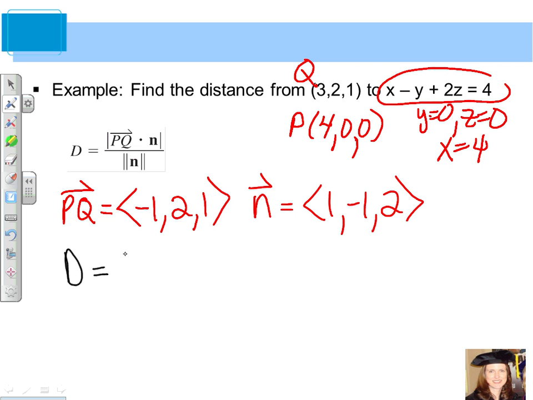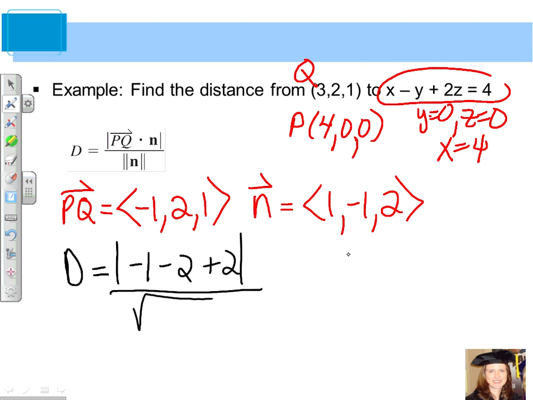The distance is equal to the absolute value of the dot product. So we're going to multiply those corresponding components. -1 times 1 is -1. 2 times -1 is -2. And 1 times 2 is +2. Absolute value of that in the numerator divided by the magnitude of the n vector, which is the square root of 1 squared plus 1 squared plus 2 squared, which can be simplified to the square root of 6. The numerator, when you simplify this, -3 plus 2 is -1. The absolute value of that is 1 divided by the square root of 6. So the distance from point Q to the plane given is 1 divided by the square root of 6.